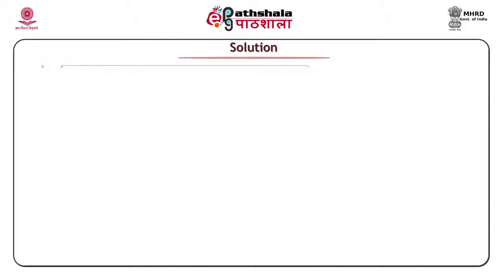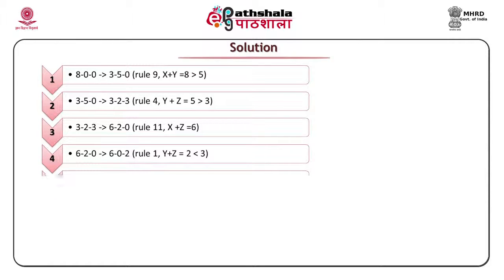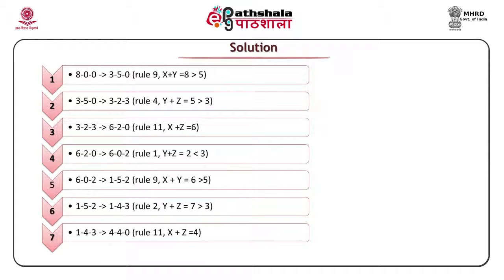Now, how you solve this problem? Now, carefully look at how the solution is achieved. We begin with state called 800, the initial state. We move on to the state called 350, where we are applying rule number 9, and so on. You can see rule number 9 is applied, then 4, then 11, then 1, then 9 again, and then 2 and 11. They are applied, and what you get is the answer. Okay. So, this is how you can define a state space, you can have initial and final state, you can define moves and how you apply moves to solve a problem.